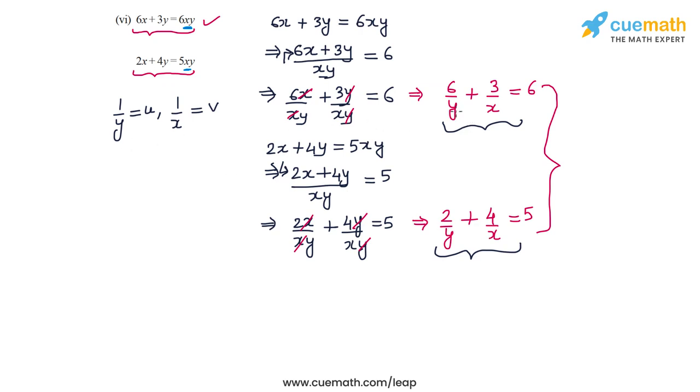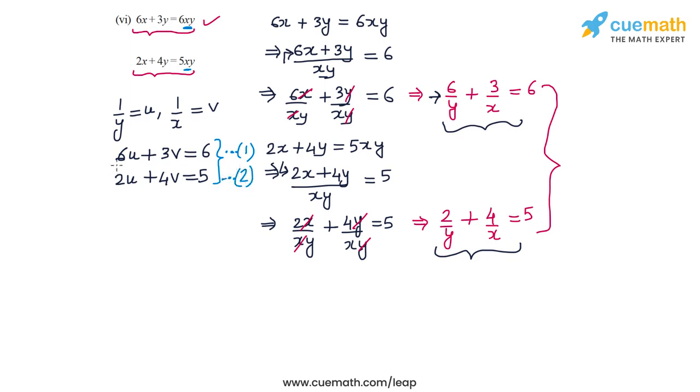So if we do this for the first equation, we get 6 by y or 6u plus 3 by x or 3v equal to 6, and if we do this for the second equation, we get 2 by y or 2u plus 4 by x or 4v equal to 5. So now we have this pair of equations which are linear in u and v. So now let's solve them. Let's use elimination to solve this pair. So let's call this equation 1 and let's call this equation 2.